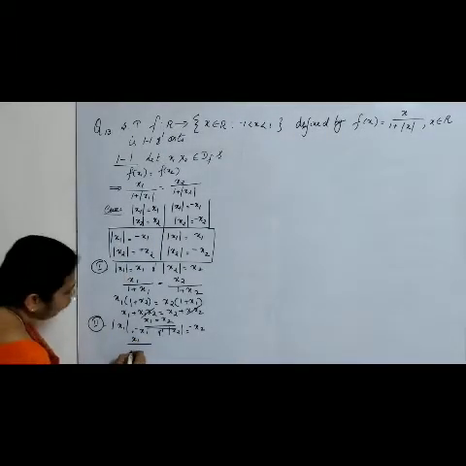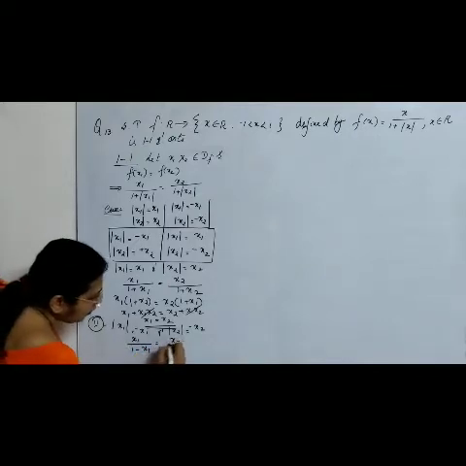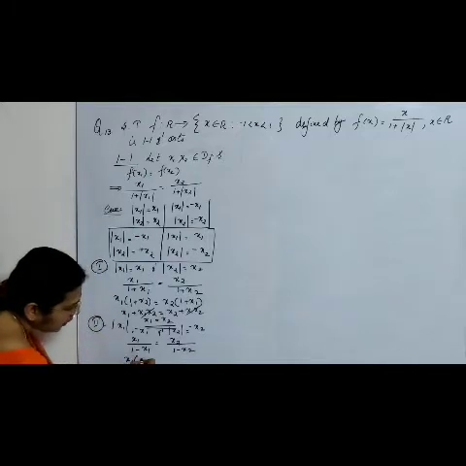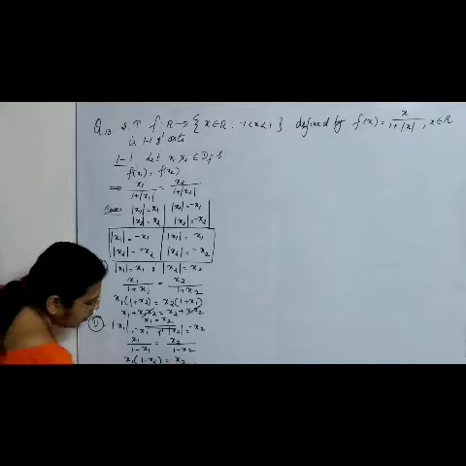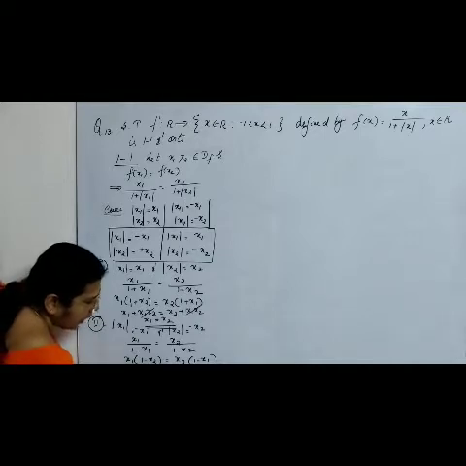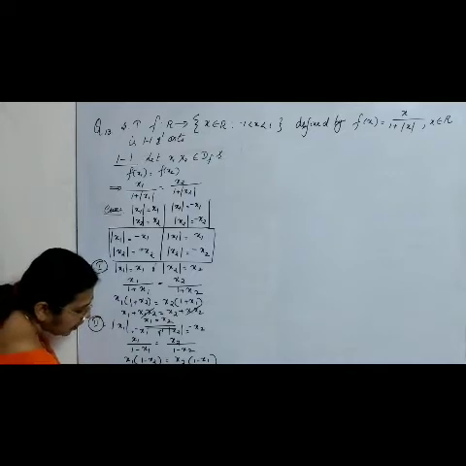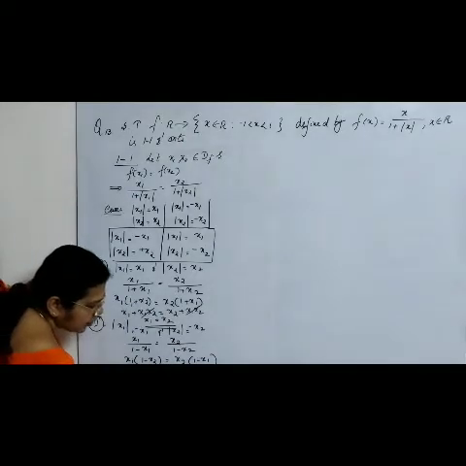x1 by 1 minus x1 is equal to x2 by 1 minus x2. Cross multiply: x1 into 1 minus x2 is equal to x2 into 1 minus x1. So x1 minus x1 x2 is equal to x2 minus x1 x2. So both these cancel, giving you x1 equals x2. Okay, so that case is also over.